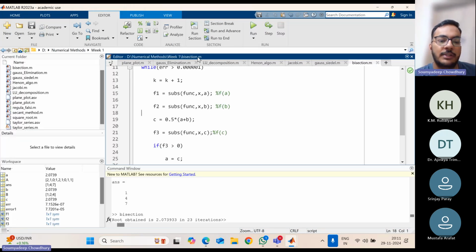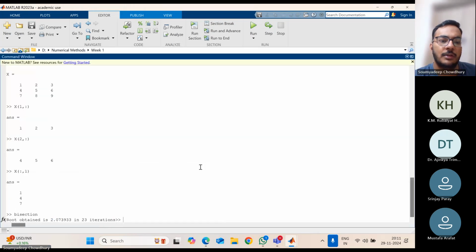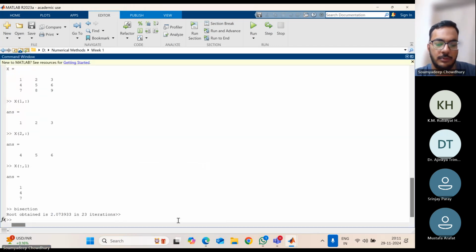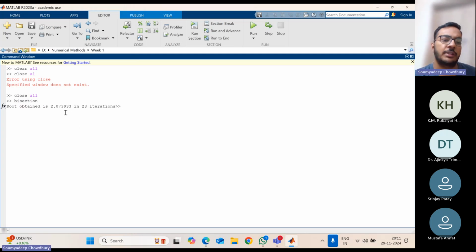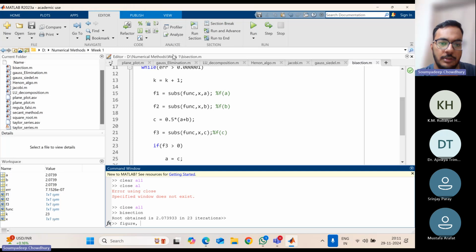So if I run this, one second. Then I'll run bisection. So it is telling root obtained is 2.073933 in 23 iterations.